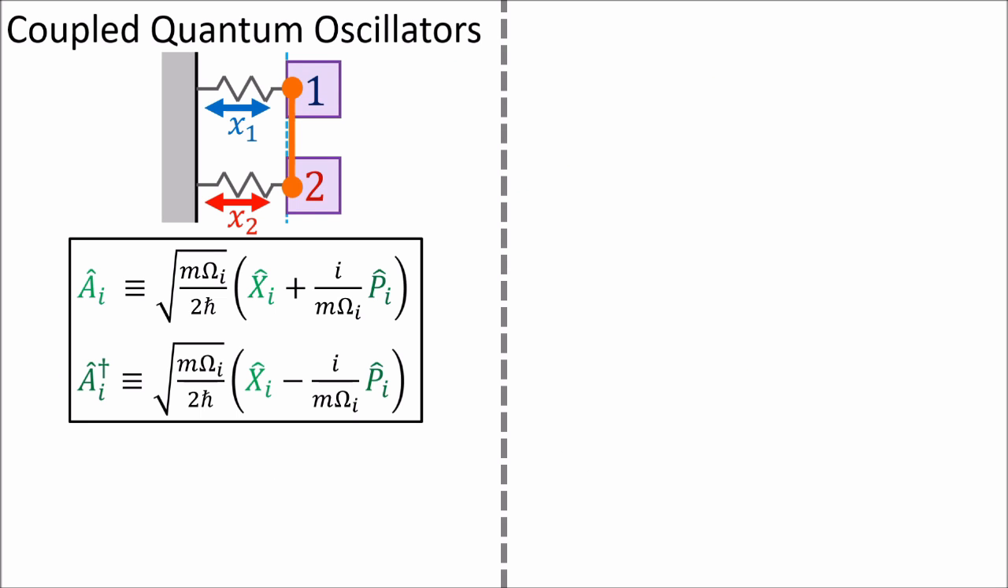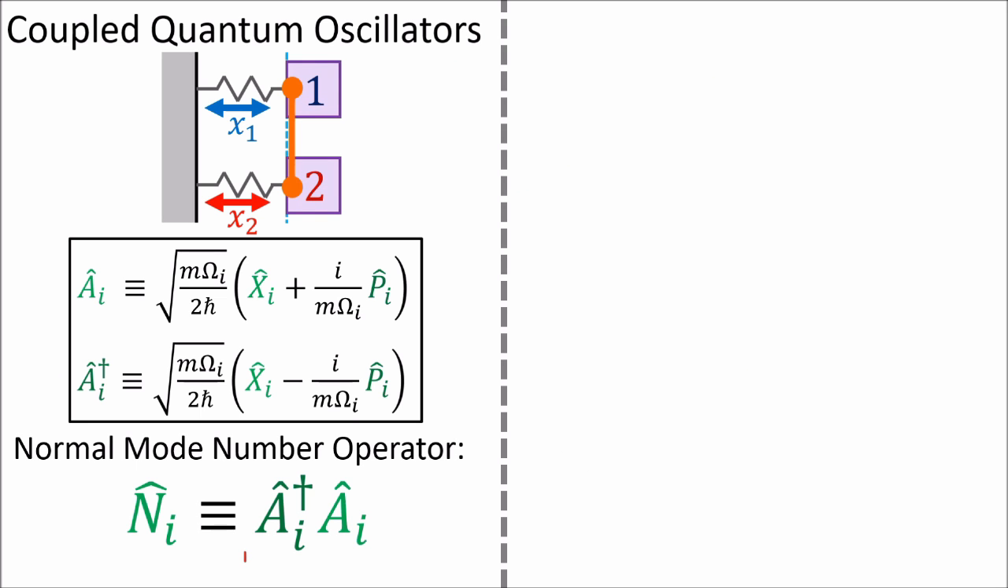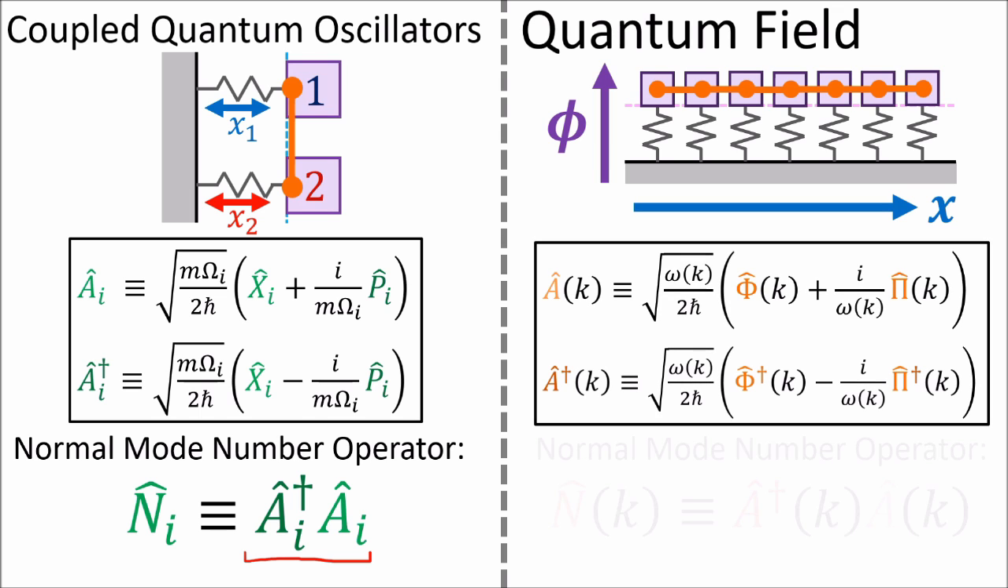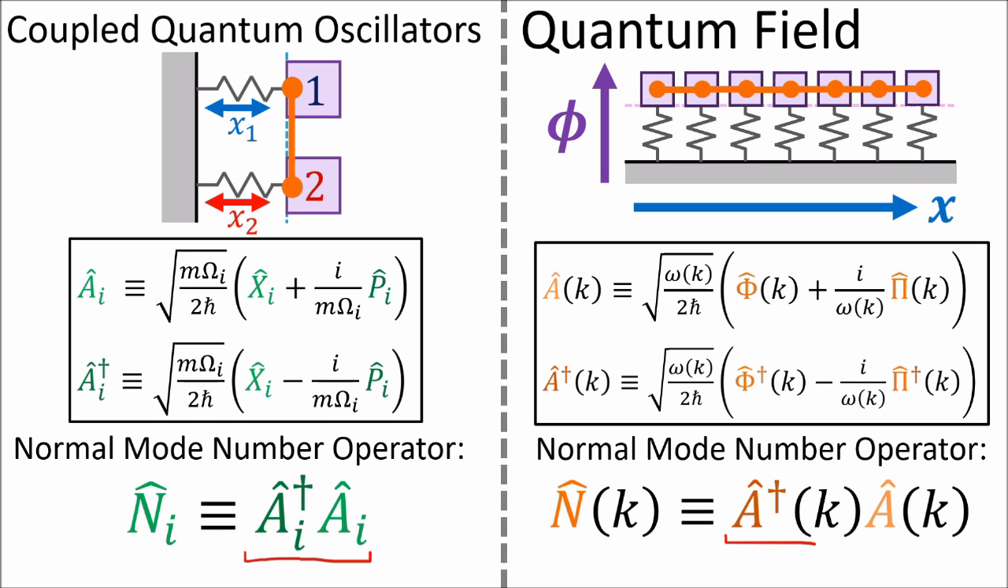For coupled oscillators, we also defined the number operator n for counting the energy levels of a specific normal mode i. For quantum fields, we can define a similar number operator for counting the energy level of the normal mode with wave number k. The physical interpretation of this is that n hat counts the number of particles with wave number k. If we include a factor of h bar, this lets us count the number of particles with momentum p in the field.